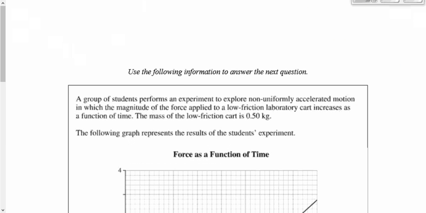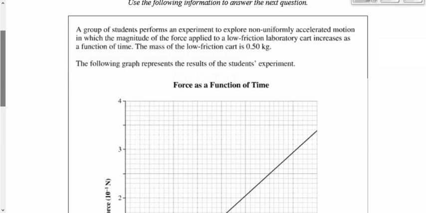All right, use the following information to answer the next question. A group of students performs an experiment to explore non-uniformly accelerated motion in which the magnitude of the force applied to a low-friction laboratory cart increases as a function of time. So force is getting bigger. The mass of the low-friction cart is 0.5 kilograms.